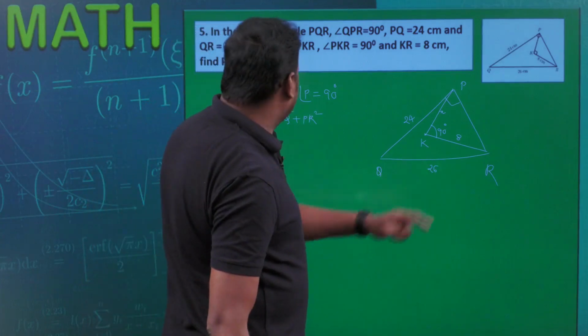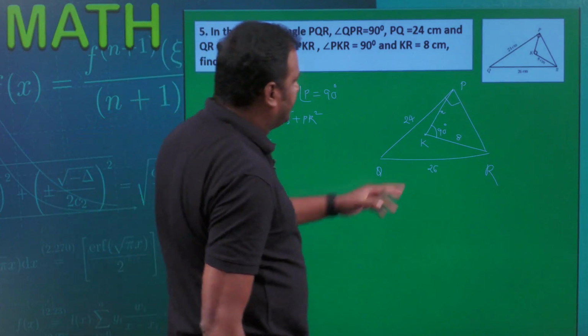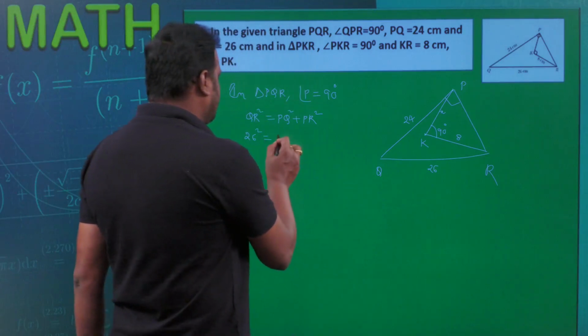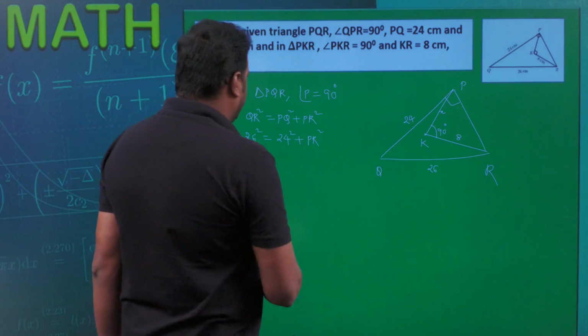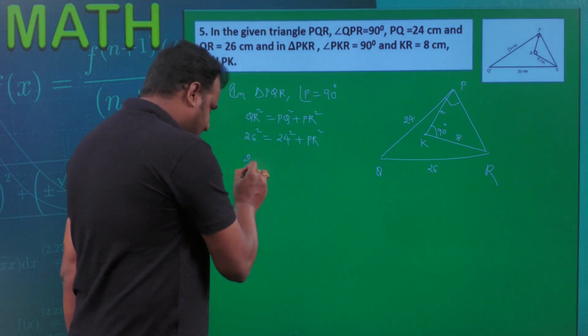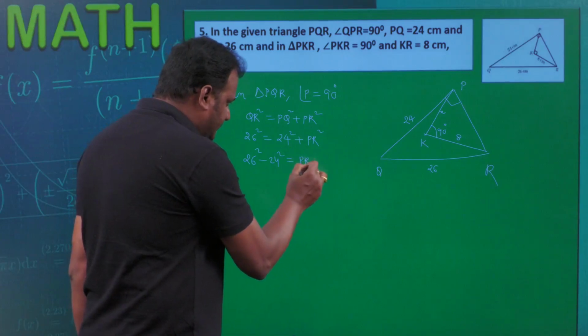Correct? So QR is going to be 26. So 26 square is equal to PQ square. What is PQ? That is 24. So 24 square plus PR square. 26 square minus 24 square is equal to PR square.